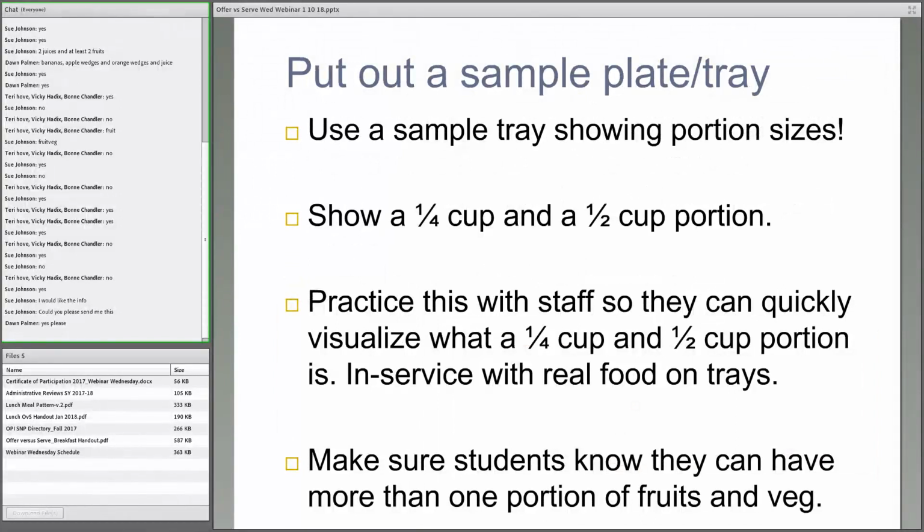Again, a sample tray is good if you practice with your staff so that they can quickly identify what a tray looks like. And then making sure that students know they have the option that they can come back for more fruits or vegetables is a good strategy as well.